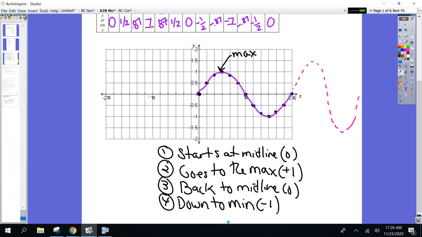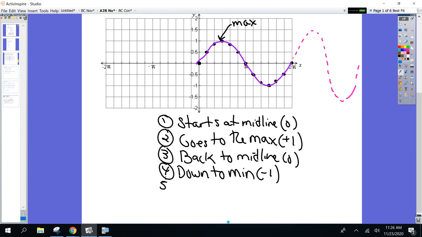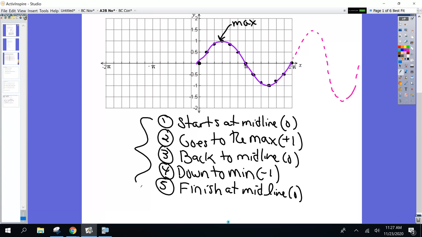And then where does it finish? It went down to the min, then finishes where? At the midline. Finish at the midline. Good. If you guys can just remember those 5 key points, you'll be fine. Guaranteed. No table or chart needed. Finish at the midline. And watch how easy this is going to become just knowing this right here. With the sine curve, where it starts, where it goes.